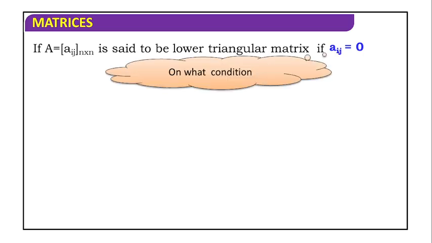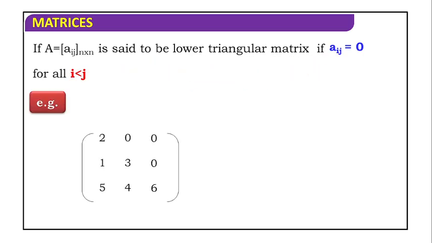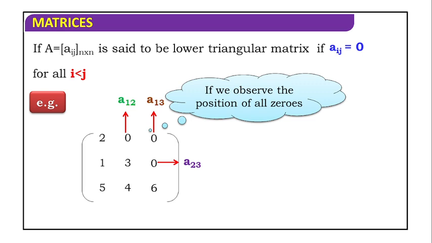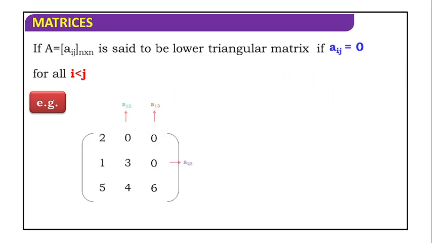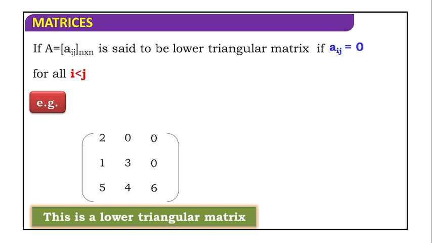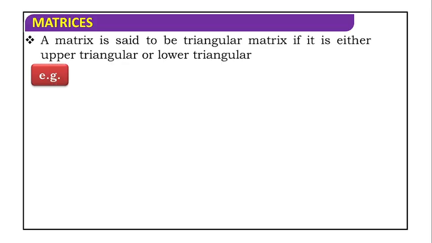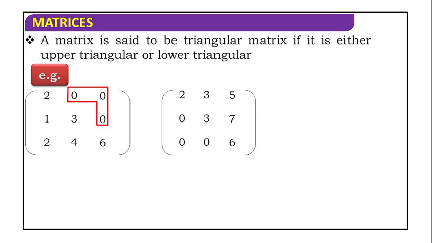Now the second one, lower triangular matrix. The elements above the diagonal are zero and the elements below the diagonal are non-zero, then the matrix is said to be a lower triangular matrix. Here A12 is 0, A13 is 0, A23 is 0. Now this matrix is said to be a lower triangular matrix. A matrix is said to be a triangular matrix if it is either upper triangular or lower triangular.